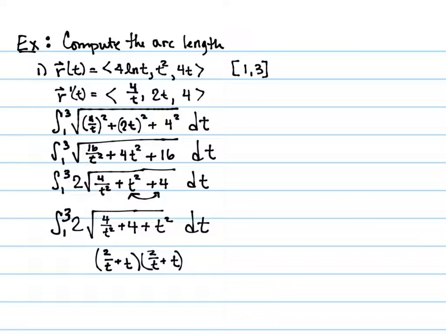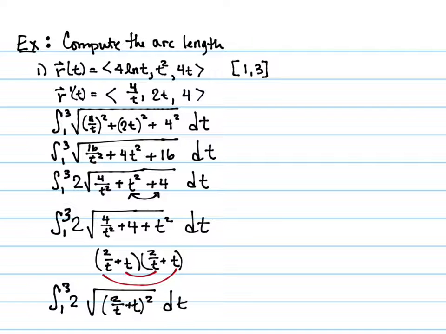And take a look at what happens when I multiply these together on the insides and the outsides. You see that 4 showing up in the middle? So it's unique in the fact that it factors, because they don't often, but this one will. And so we can actually rewrite this from 1 to 3 of 2, and then it's the square root of 2 over t plus t squared, and of course the square and the square root will reduce one another.